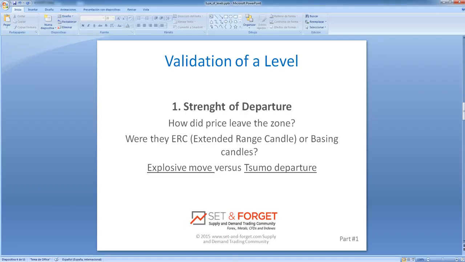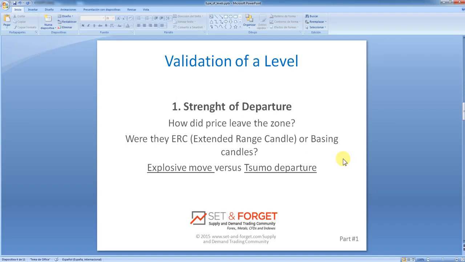Let's talk about validation of a level. There are certain parameters or variables that we need to take into consideration in order to assess the quality of a level. And there are many: the strength of departure, the number of retests of the level, the location of the level, whether it is a location or momentum type of level, what it accomplished, the type of basing, wick or no wick, the type of departure, the bigger picture trend, and many of these variables we need to take into account every time we look at the chart.